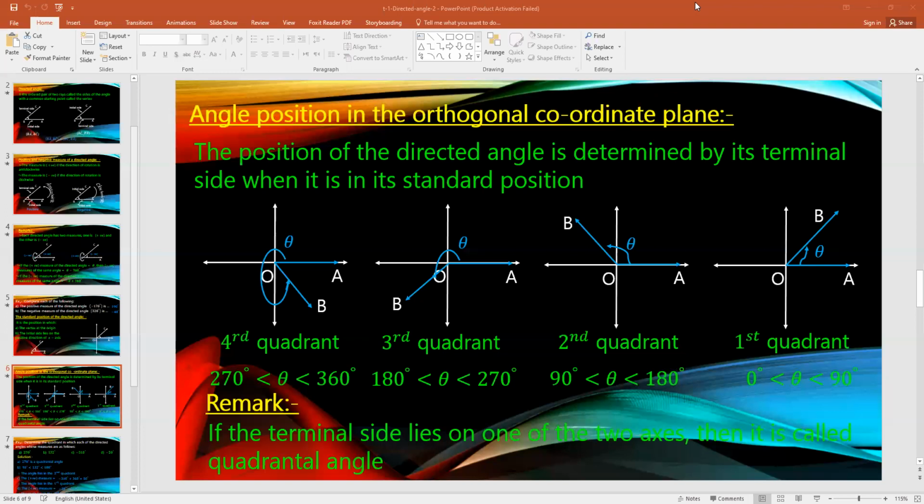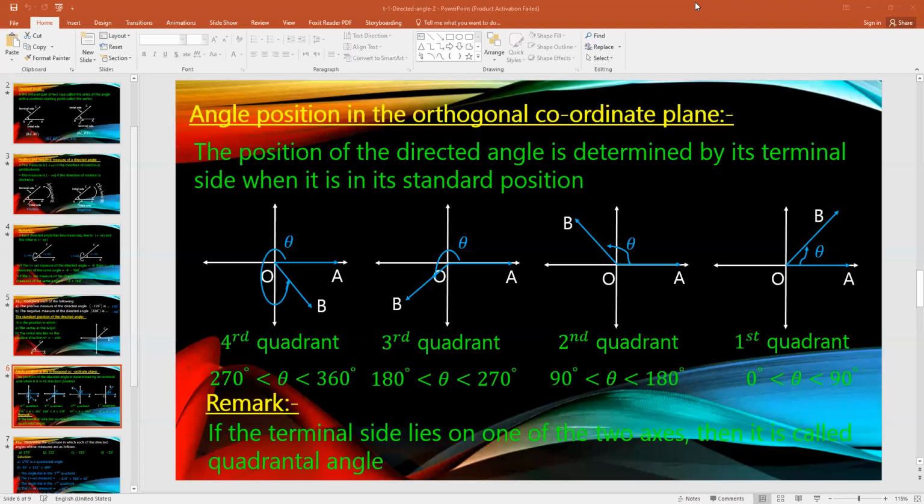Here I have a negative angle. I will find at first the positive angle by adding 360. Again, if I have a negative angle, find the positive. How to find the positive? I will add 360. If I add 360, it will be 50. 50 is in the first quadrant.